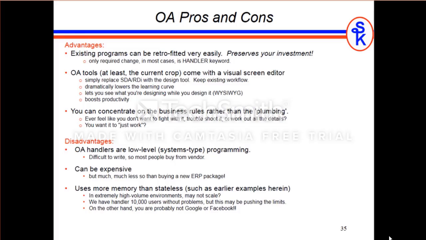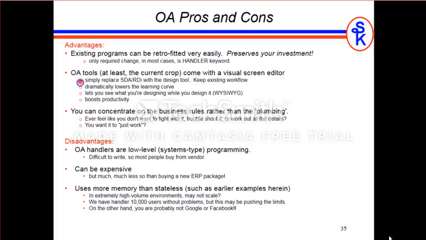So what are the pros and cons of using this open access approach? The big advantage is that existing programs that are already written, and are already doing RPG opcodes, don't have to be changed. Other than adding this one handler keyword and recompiling, they will now work, because the logic to do all the web stuff is outside of this program, and it runs when the handler runs.